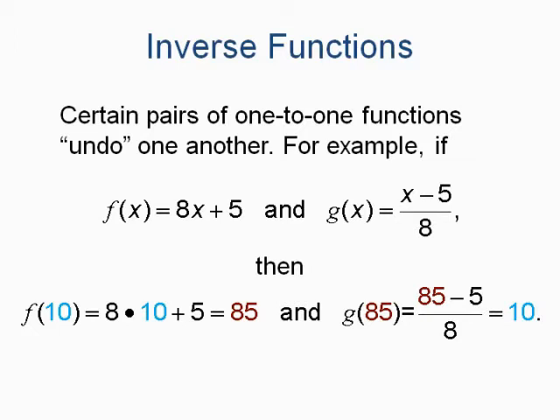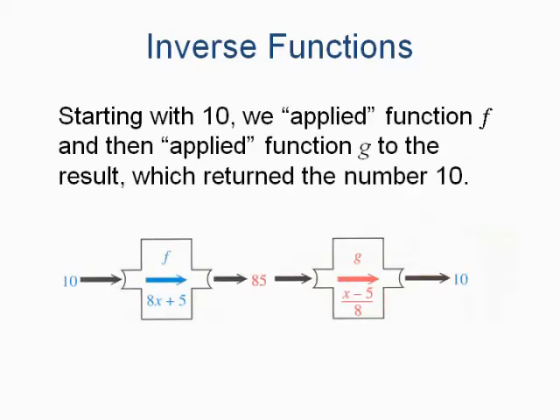So notice that if we have f of x equals 8x plus 5 and g of x equals (x minus 5) over 8, then let's say we plug 10 in for x in this f of x value here, and we'll get f of 10 is 85. And then notice if we take the 85 and plug it in the g function, we get 10 back. And we've talked about this concept before in the last video.